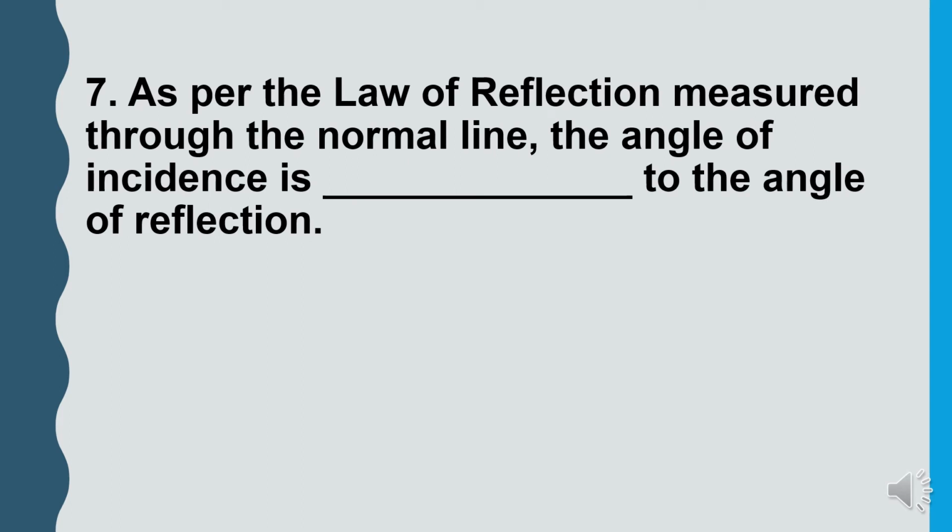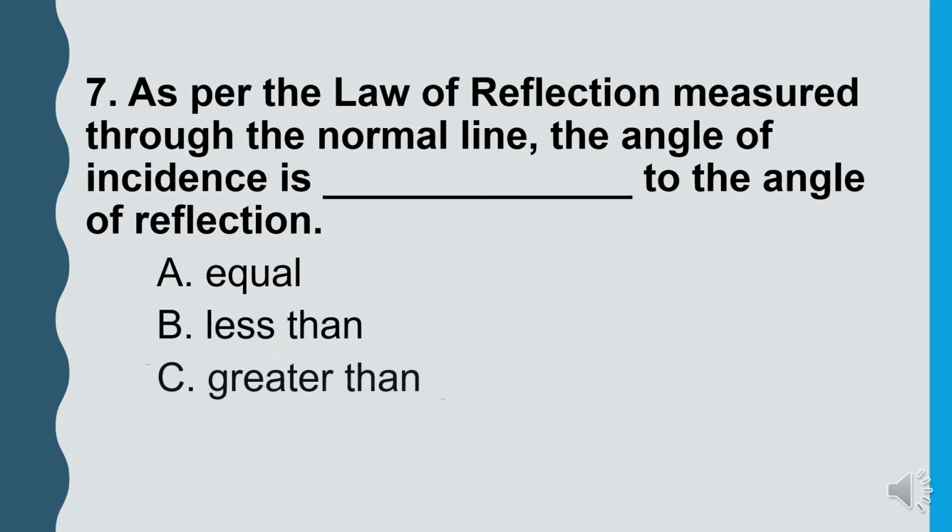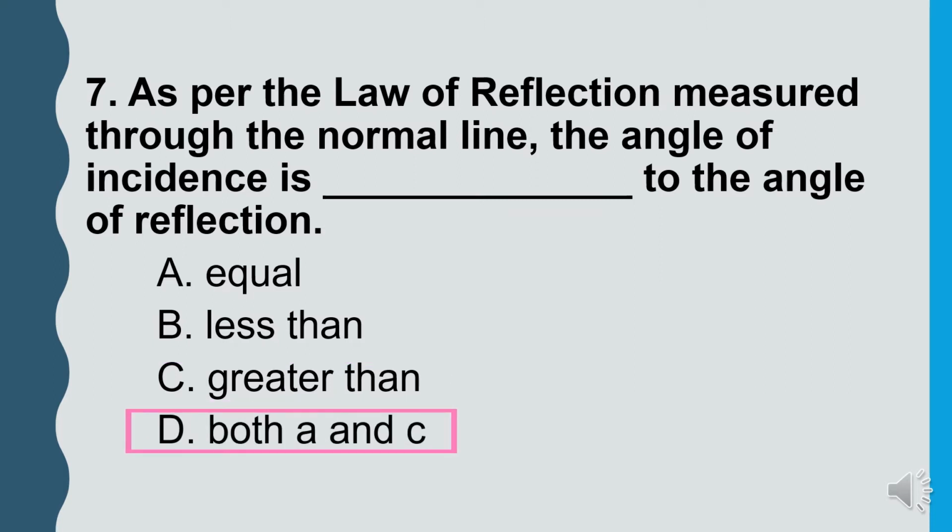7. As per the law of reflection measured through the normal line, the angle of incidence is blank to the angle of reflection. A. Equal. B. Less than. C. Greater than. D. Both A and C.